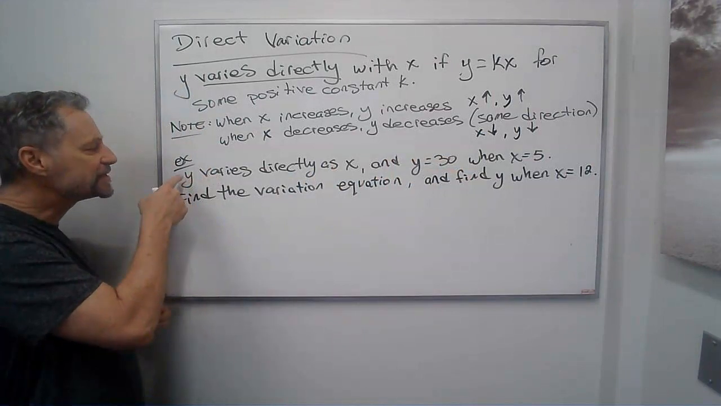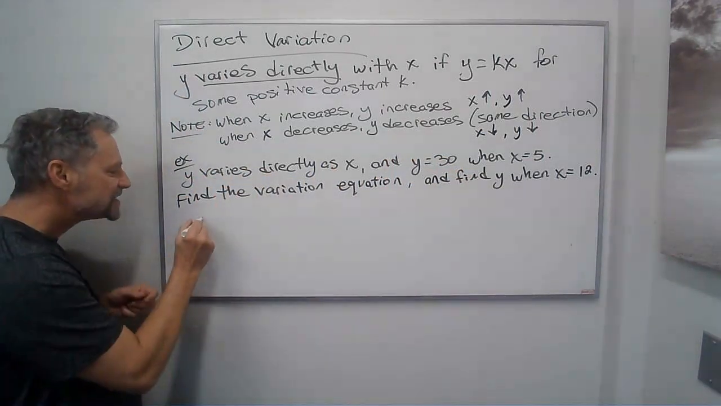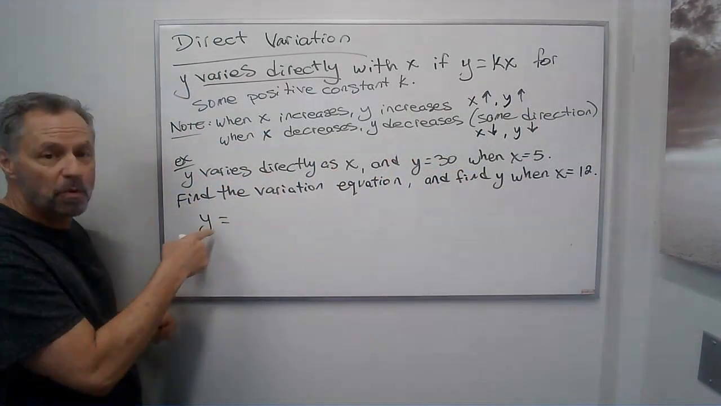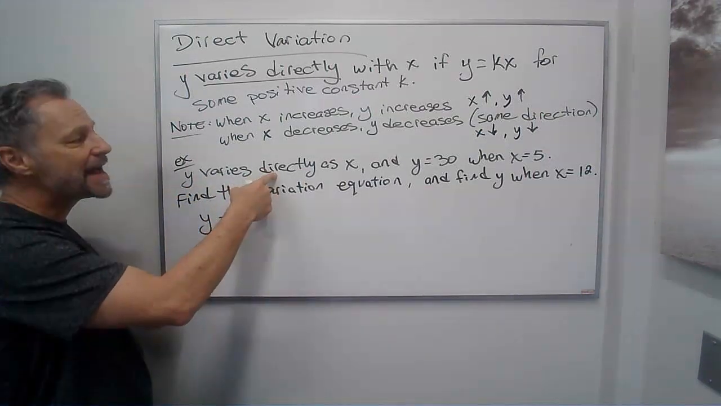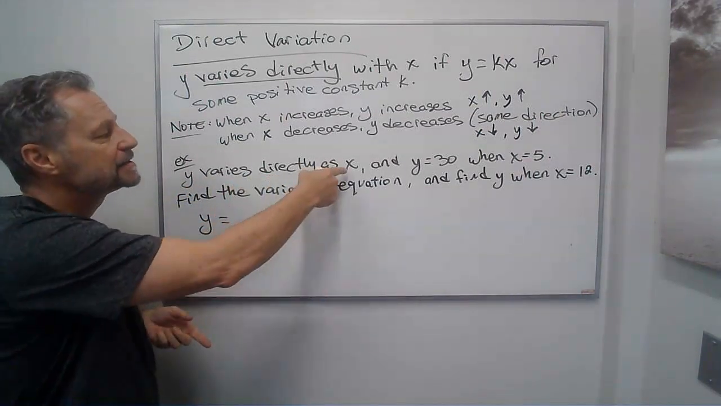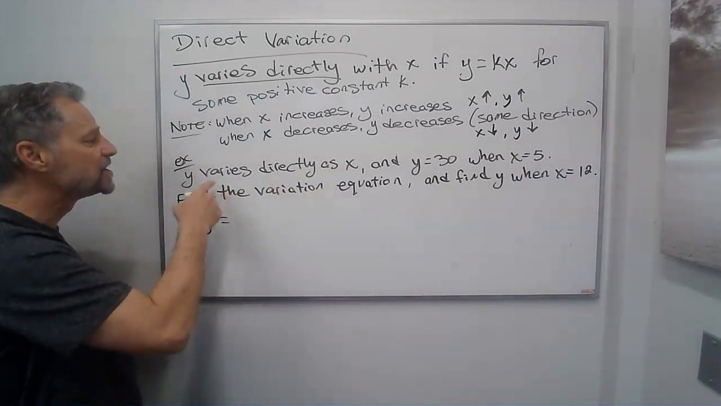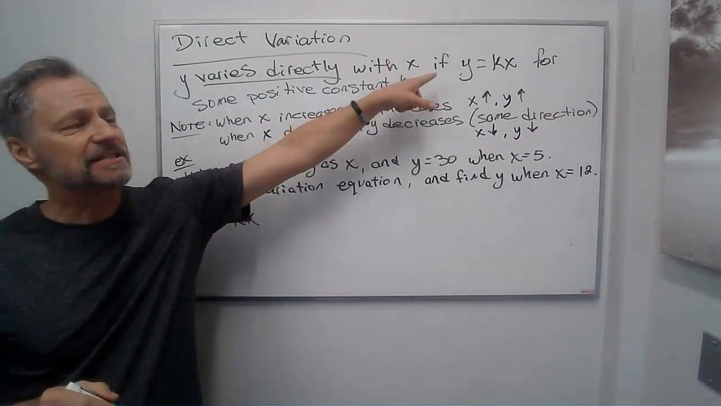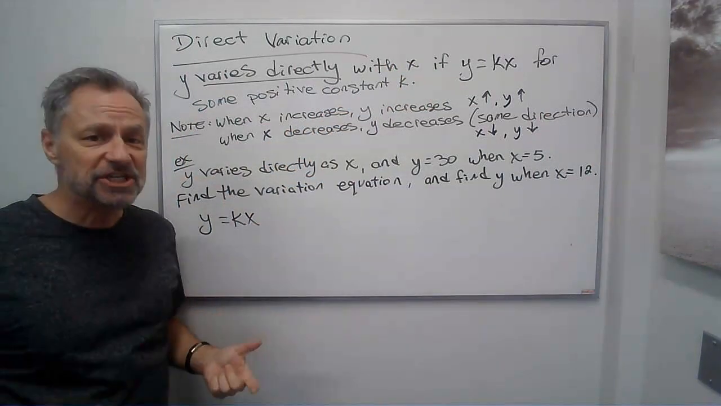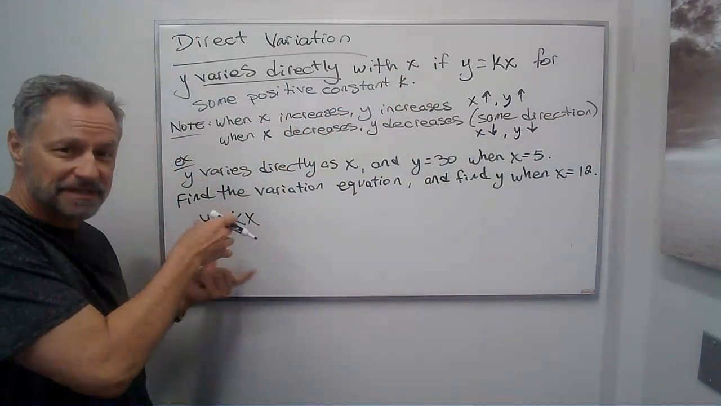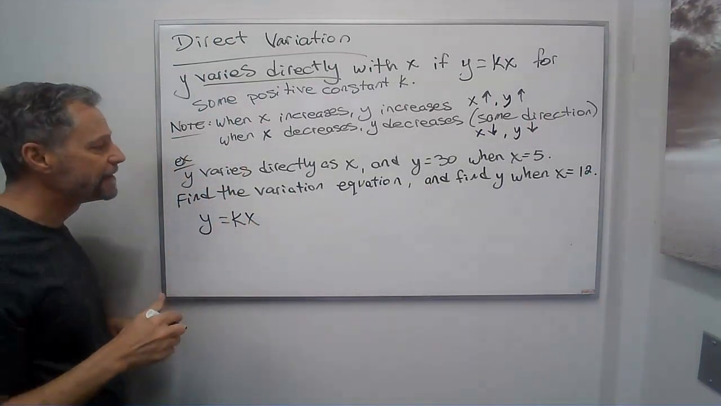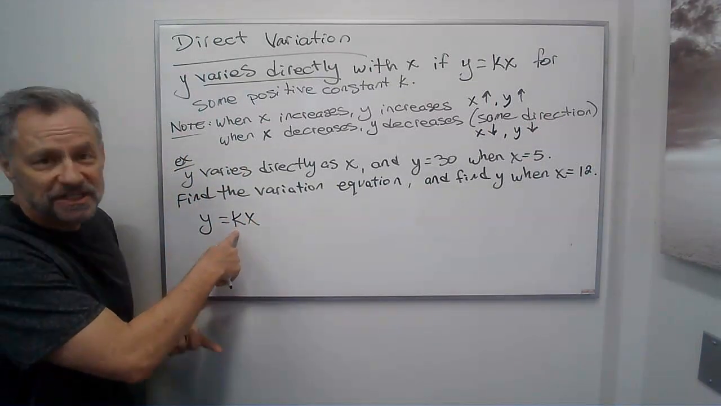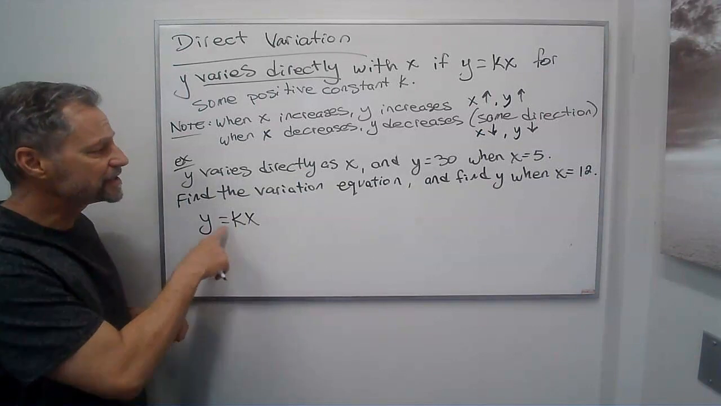So we go here and we say y varies directly. As soon as you see y varies, just put y equals. Directly, that means we're going to multiply times whatever the variable is, in this case x. So y varies directly as x, y equals k times x, just like we said up there. The letters can change, but it's still going to be that formula, something times whatever the variable is. K is called the constant of variation, or the variation constant.